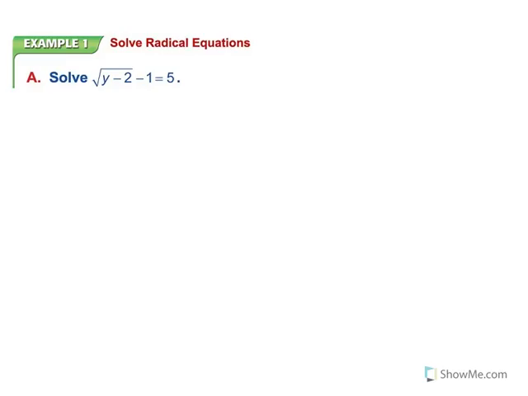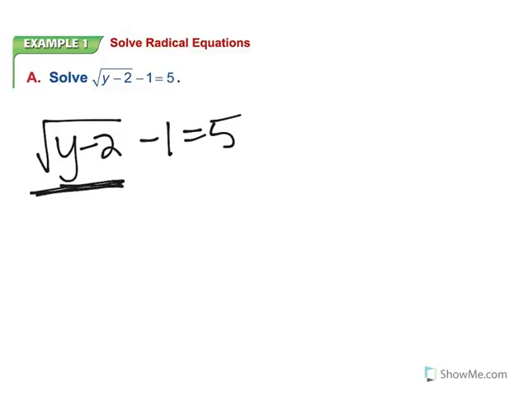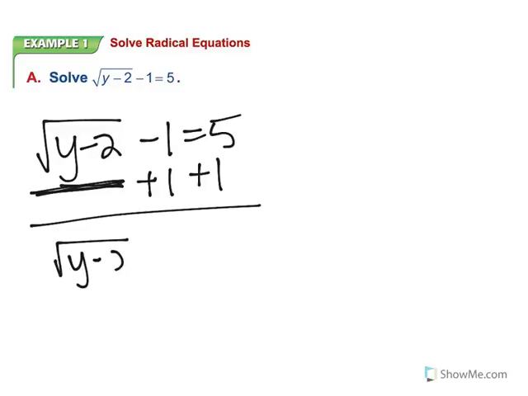Okay, so here's our first example. We're going to solve the square root of y minus 2, minus 1 equals 5. What we're going to do is isolate the radical, so we have to get this expression by itself first. So we want to add 1 to both sides, and that's going to give us the square root of y minus 2 equals 6.